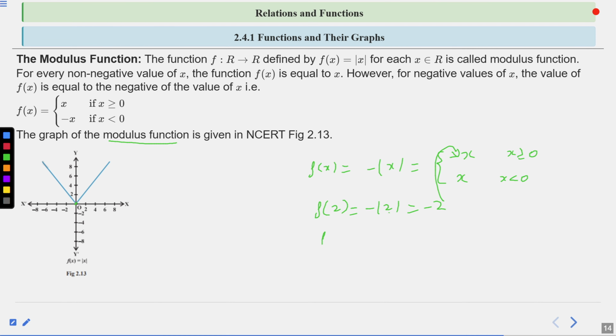Now, what about f of -1? Then the output will be minus of the absolute value of -1. And you know what its value will be? Quite simple, minus of -1, which is simply 1. So the output is going to be, in this case, -1, which is the same as my input. Clear? Which again satisfies the rule.